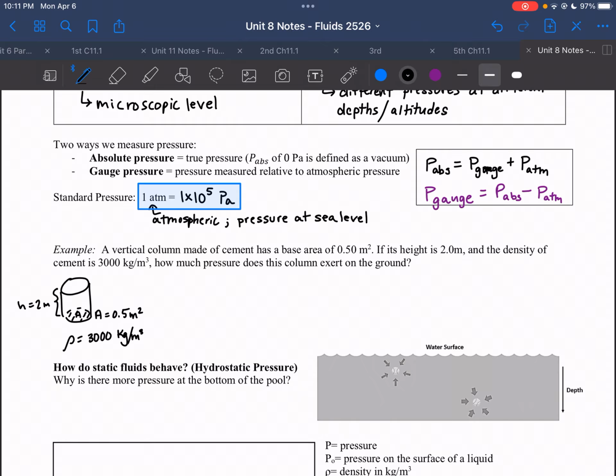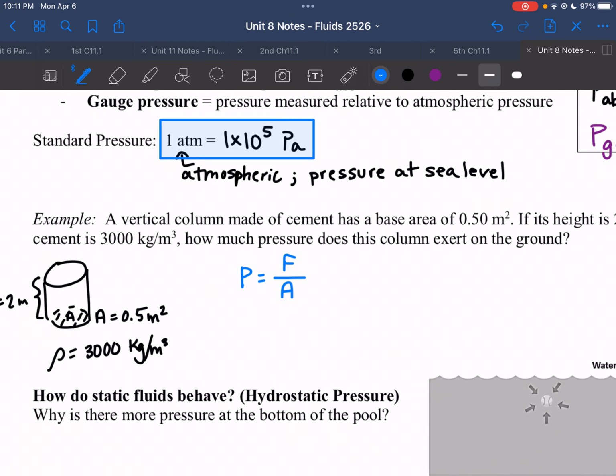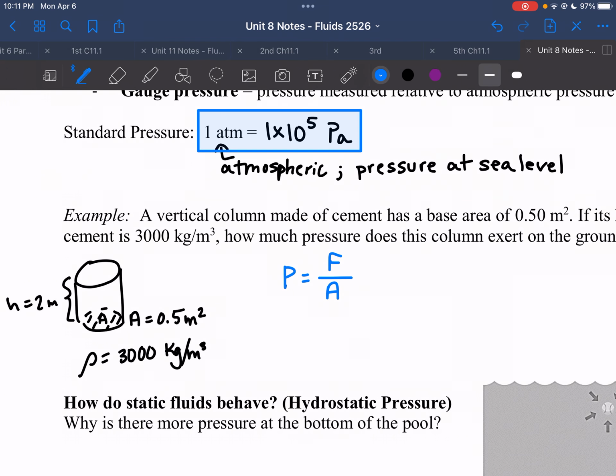All right, the question is, how much pressure does the column exert on the ground? So we want to know, what is the pressure here? Well, I know that pressure is the force divided by the area. Now, if we're thinking about what force this column can exert, well, the force is going to be the force of gravity. So I can replace this with the force of gravity, which is mg.